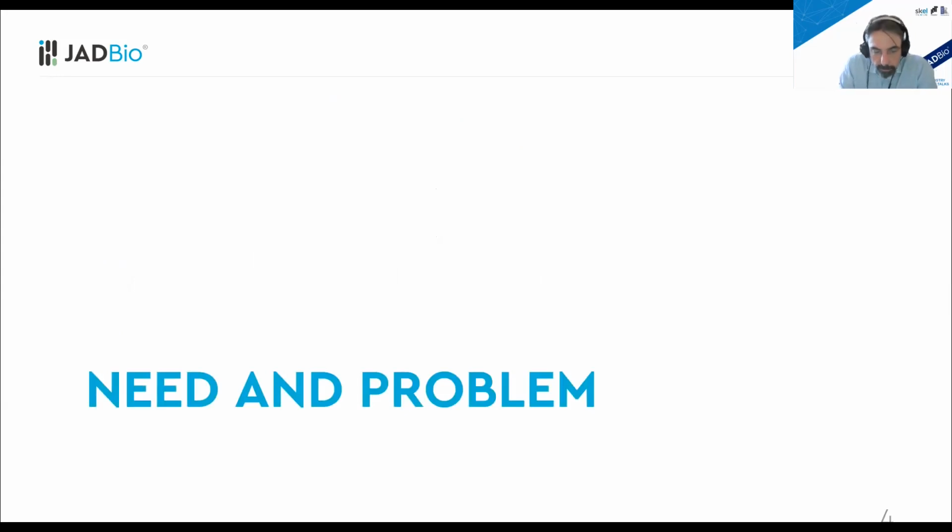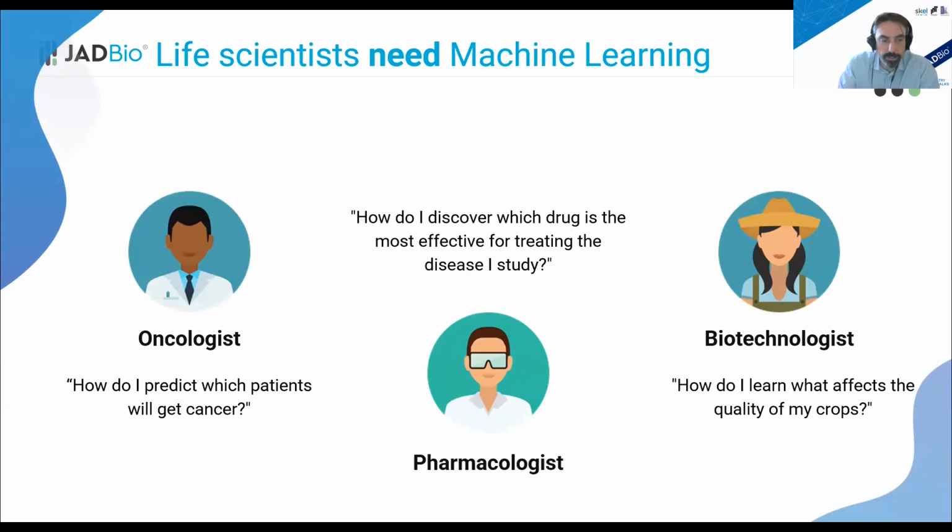So in business, it's necessary, I think, to start with the need that your intended users and clients have, and what is their problem in solving this need. An oncologist has, for example, the need to predict which patients will get cancer. A pharmacologist may want to discover, meaning predict, which drug is the most effective for treating the disease they study. A biotechnologist would like to learn how to predict what affects the quality of the crops. And for technical people, we realize these potential clients need machine learning. That's what solves these problems and many other similar problems in life sciences and the industry in general.